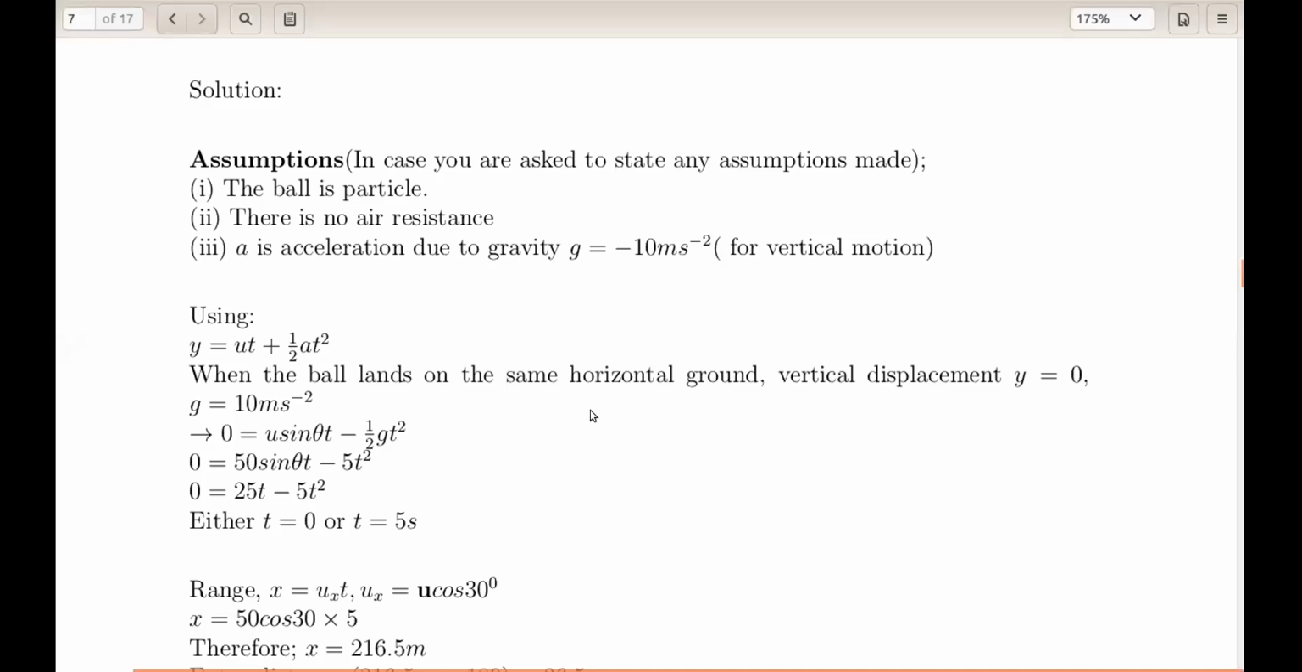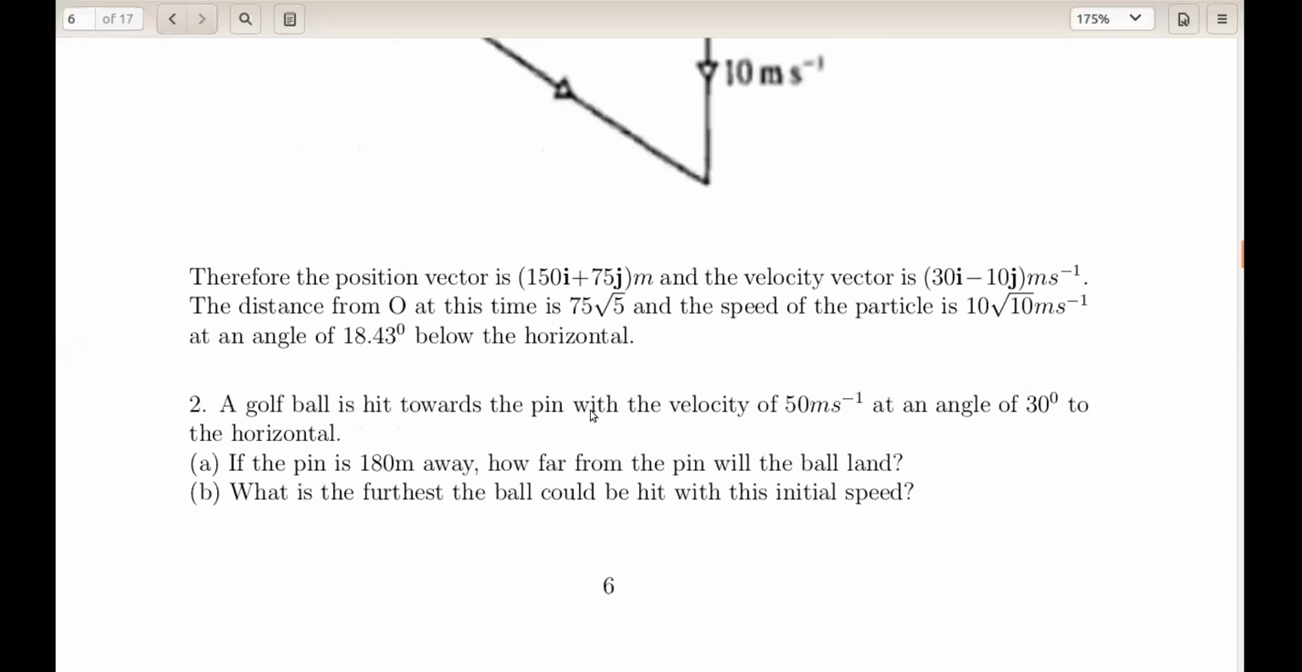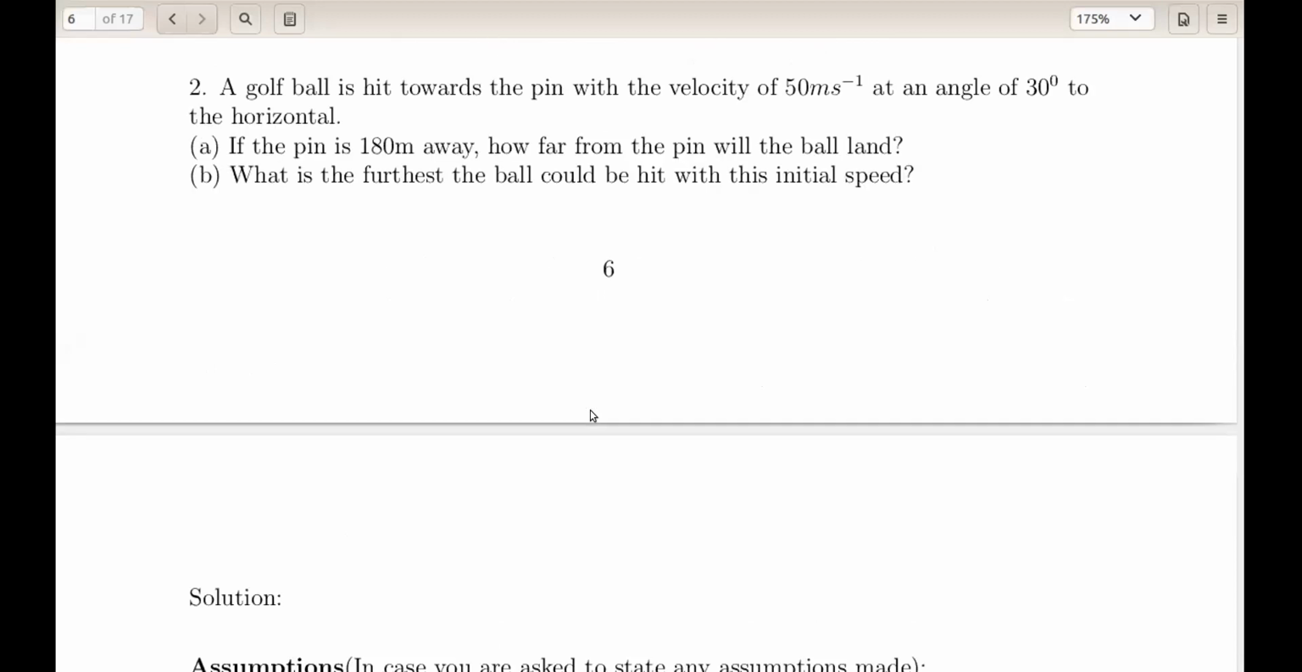Second question, I think we can all see it. You can note down the important things from the question. A golf ball is hit towards the pin with a velocity of 50 meters per second. This time velocity is not given in terms of i and j. It is just a velocity of 50 meters per second at an angle of 30 degrees to the horizontal. If the pin is 180 meters away, how far from the pin will the ball land?